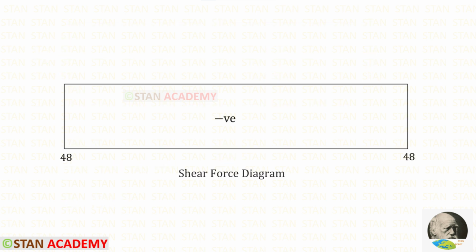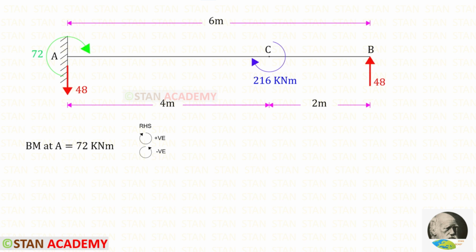Here you can see the shear force diagram. Now let us find the bending moment in the point A. Here we can use right hand side rule because it will be easy. In the point A, we have MA, which is acting in the clockwise direction, so that it will be positive.